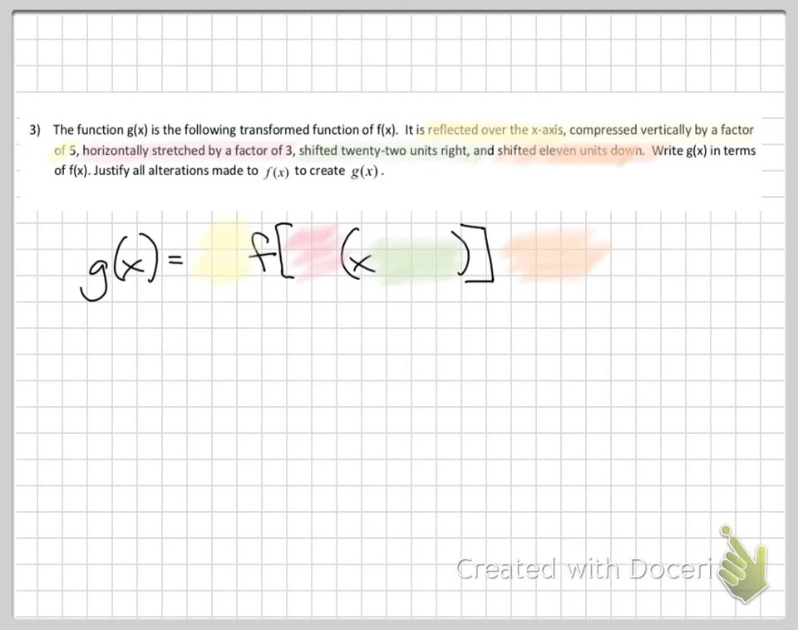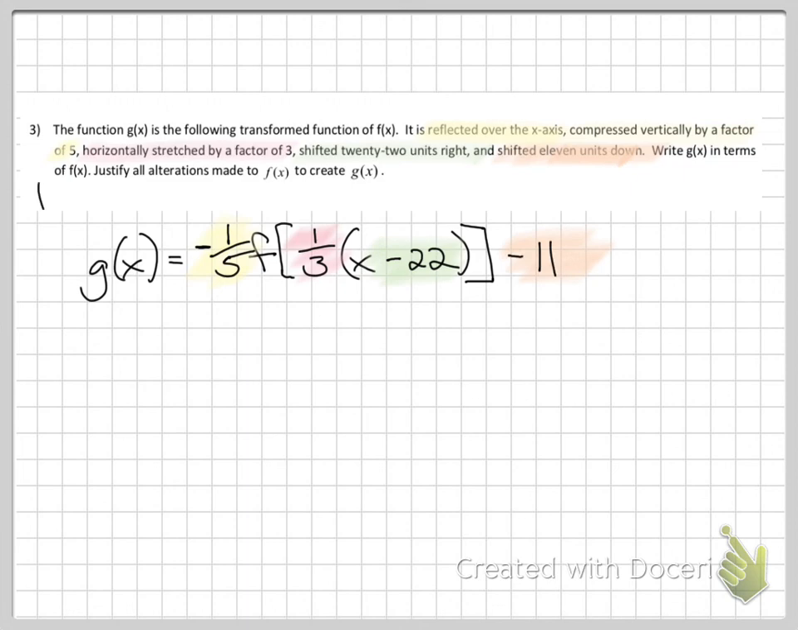So it is reflected over the x-axis, so that means it needs to be negative, and compressed by a factor of 5. That means to compress vertically, you need it to be 1/5. Then horizontally stretched by a factor of 3. So to stretch horizontally, it needs to be backward, upside down. 1/3 actually stretches it, right? It's backwards from what you think. 22 units to the right. To the right means minus 22 because it's backwards of what you would think. And 11 units down means minus 11.